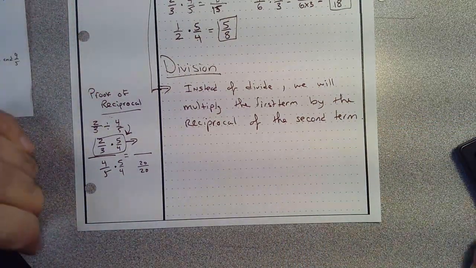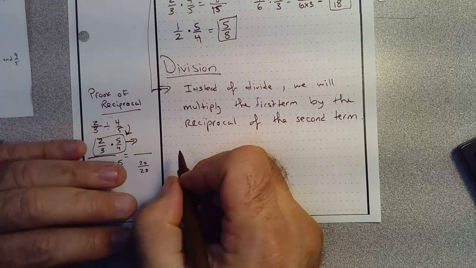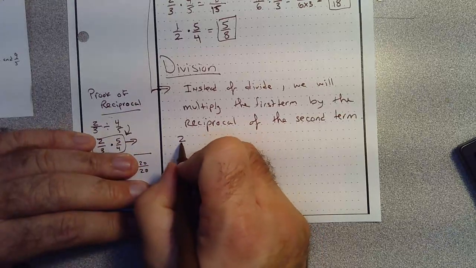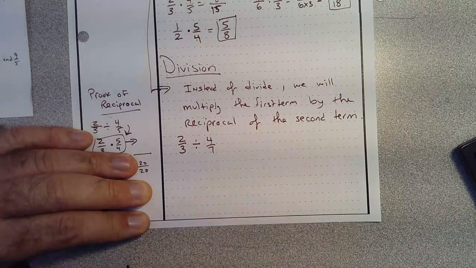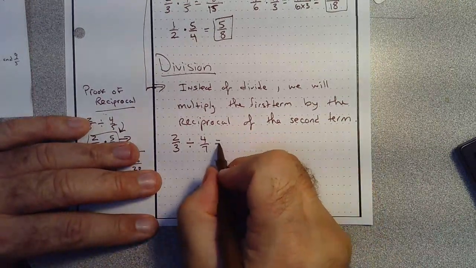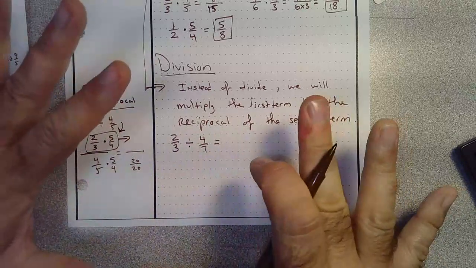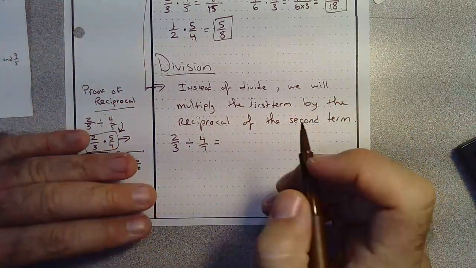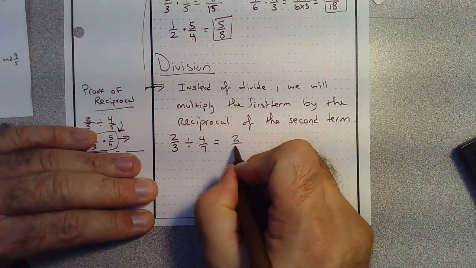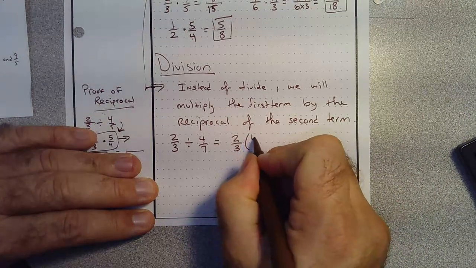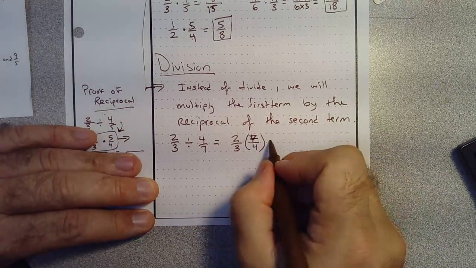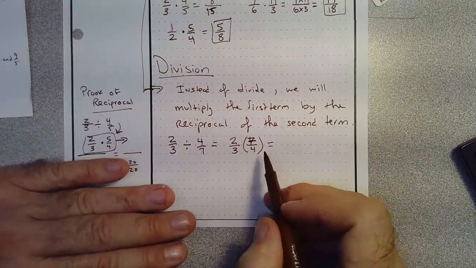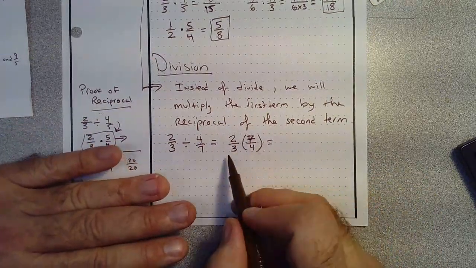Nothing earth-shattering here, and something you've already learned. So let's do one here. 2/3 divided by 4/7. First thing I'm going to do, I don't want to remember this stuff. I don't want to make my brain have to remember everything that I'm doing. So I'm just going to write 2/3 times 7/4. I'm using my parentheses now because I want even less to think about in terms of symbols here.